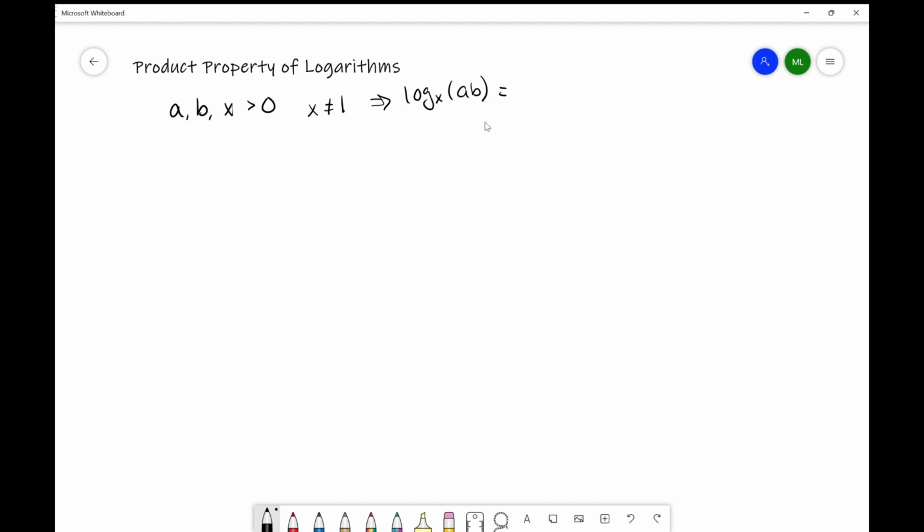The rule says that if they're being multiplied by each other inside of the log base x, then with the same log base x of a, you can just add them. You can separate them with the same log base, but this time they're being added to each other.